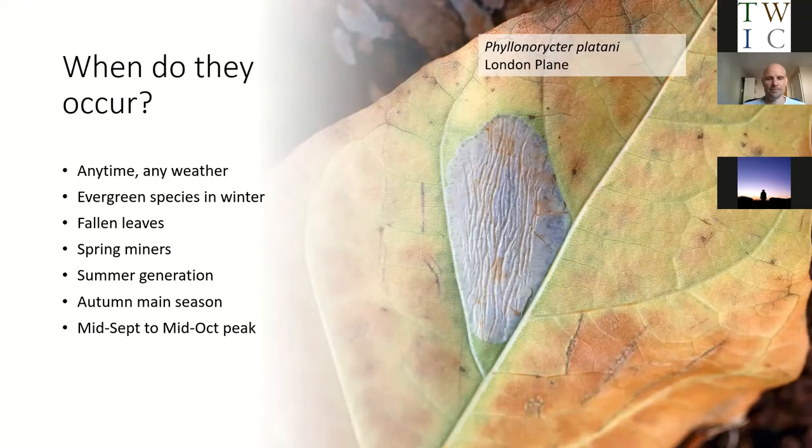From mid-October onwards, quite a few species of plants and trees start to drop a sufficient number of leaves that it becomes quite difficult to find leaf mines on those particular species.